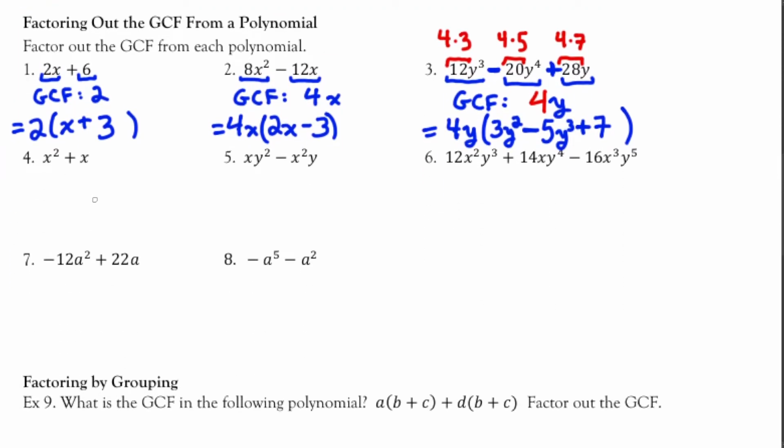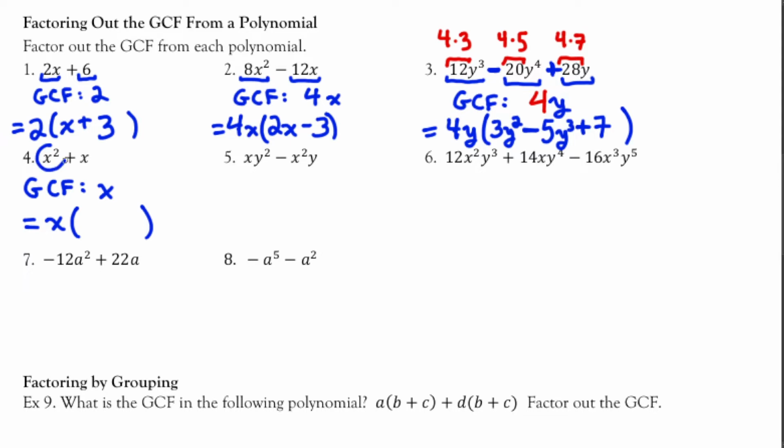Let's look at number 4. What do these have in common? Well, there's no coefficients at all. These have a coefficient of 1 that's sitting there, so we don't have to look at that at all. Instead, we'll just say, what do x squared and x have in common? The greatest common factor of x squared and x is just x. Both of them have an x, both terms have an x, but they don't have anything else in common. So let's factor out an x.